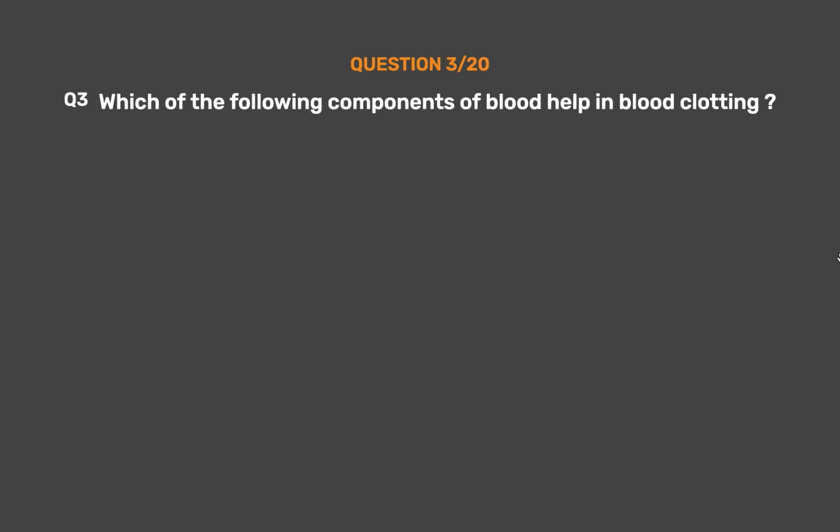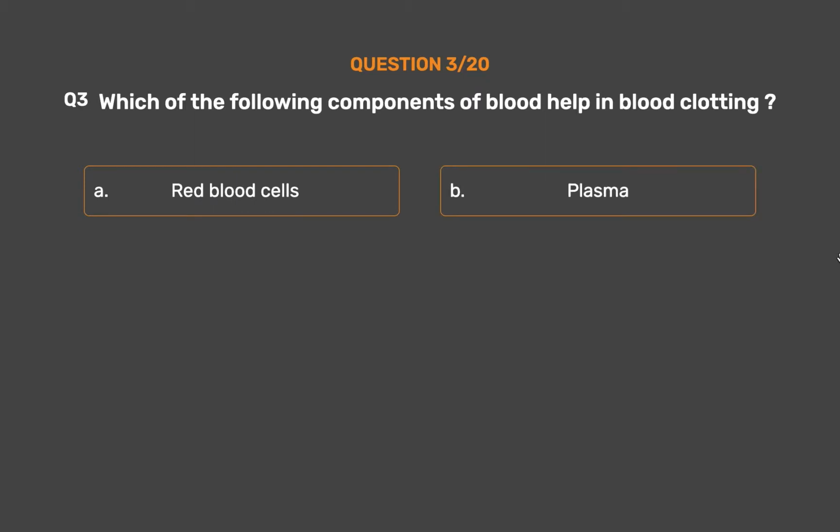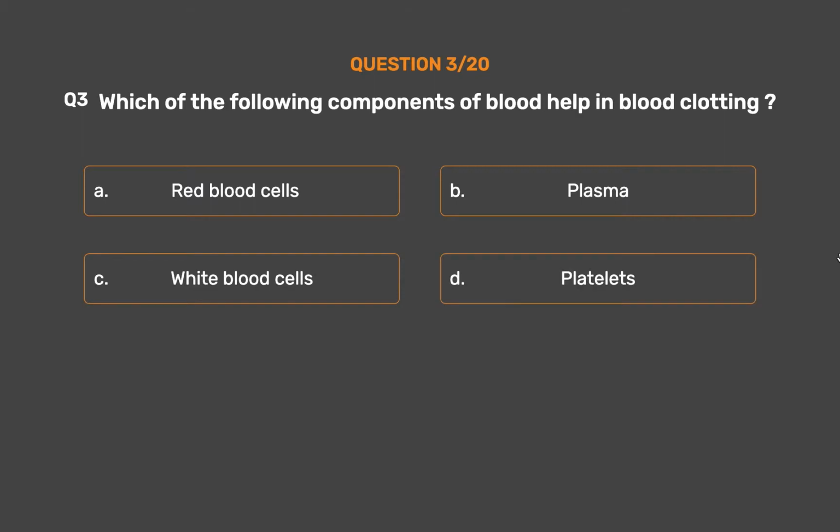Question number 3. Which of the following components of blood help in blood clotting? Option A. Red blood cells. Option B. Plasma. Option C. White blood cells. Option D. Platelets.